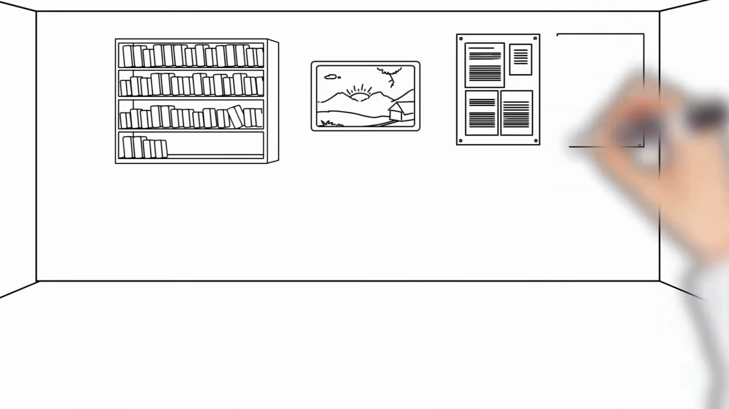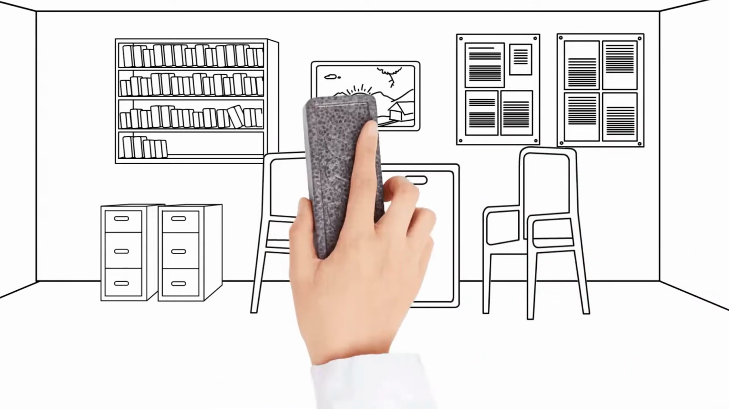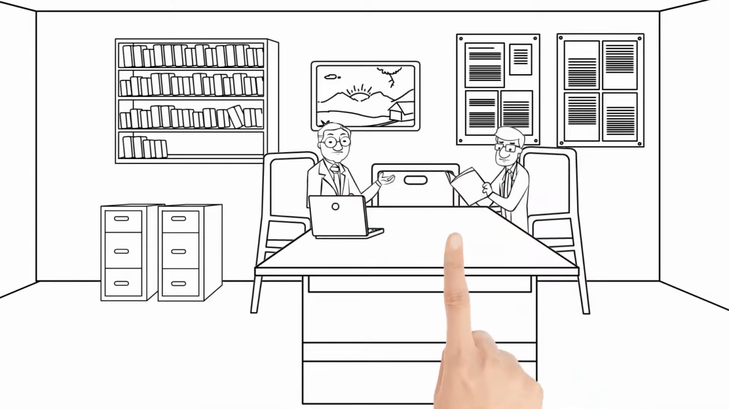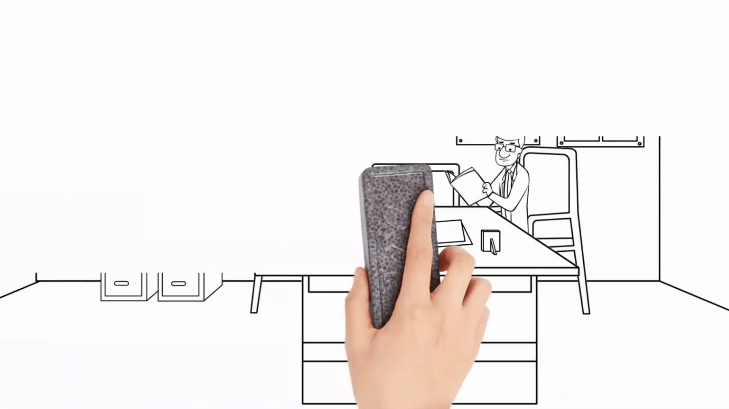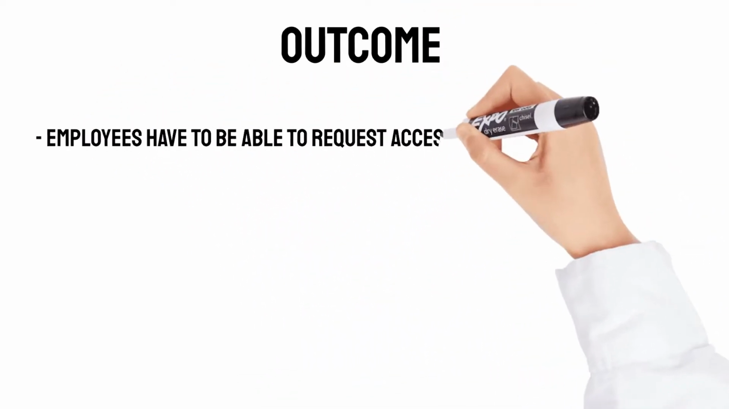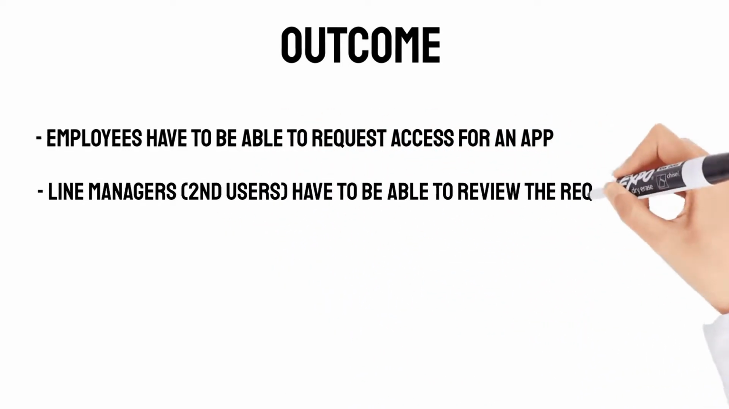How to do requirements workshops and interviews, that's a topic I have created also some content already here on YouTube. I will link it down below, so also make sure to watch these too. But let's say you schedule this meeting and the outcome of this meeting are the following requirements. So employees have to be able to request access for an application, and line managers, so second users, have to be able to review the request.